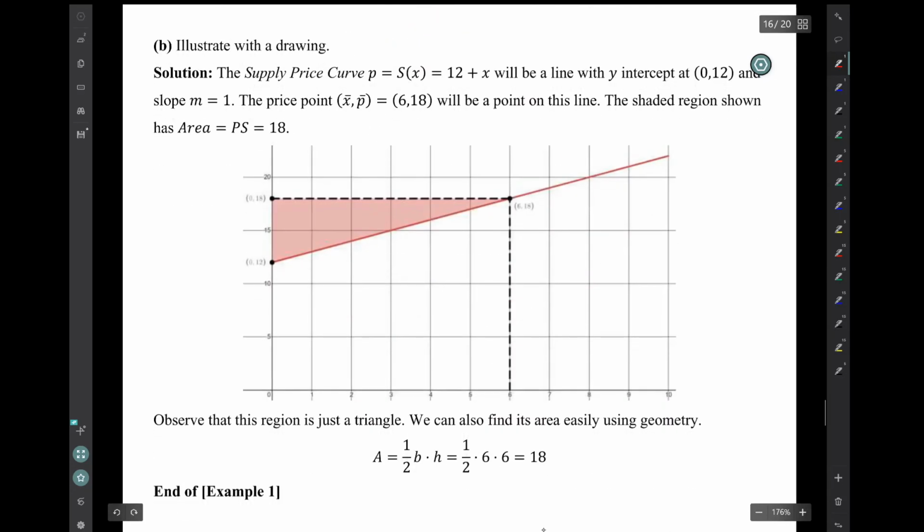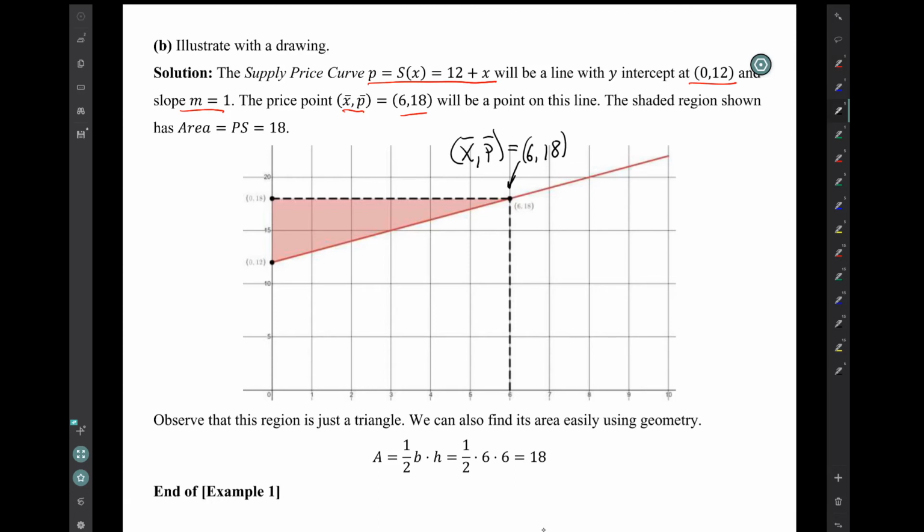Question B, illustrate with a drawing. Well, the supply price curve, P equals 12 plus x, will be a line with y-intercept at 0, 12 and slope m equals 1. The price point, x bar, P bar equals 6, 18, will be a point on this line.